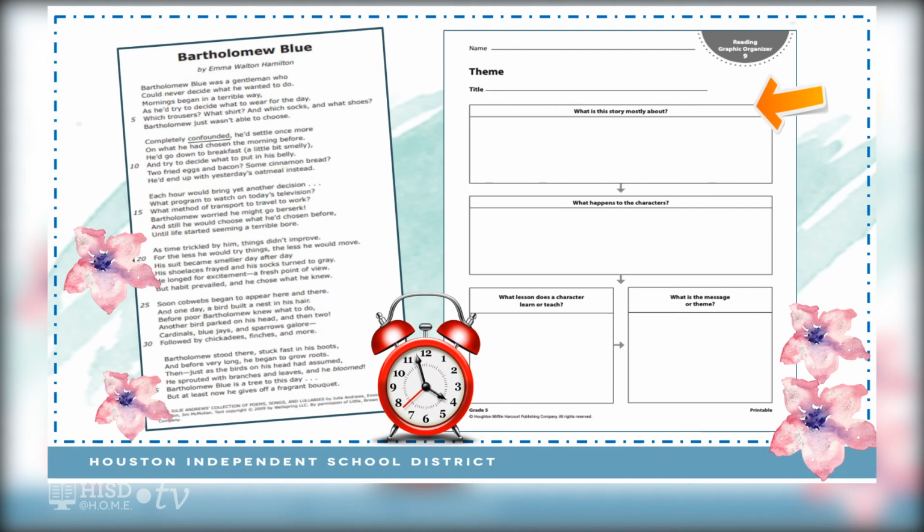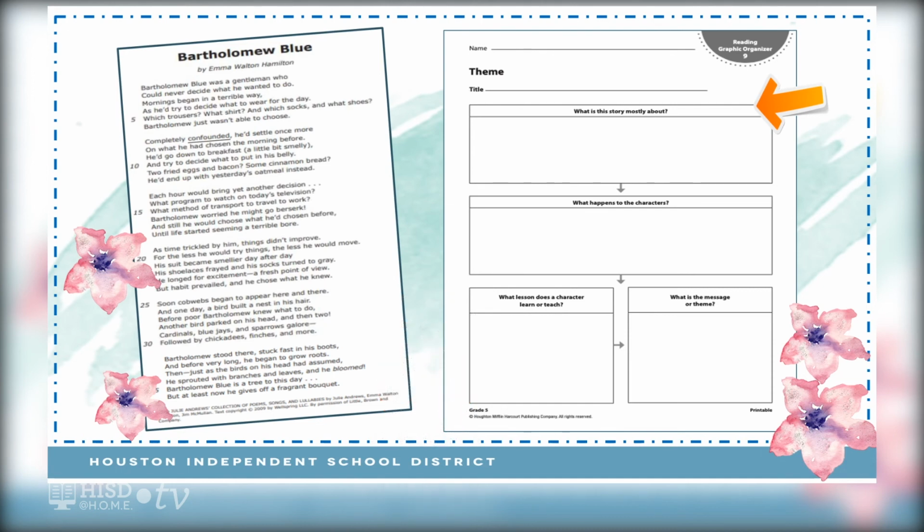Let me share with you my answer to the first question. The poem is about Bartholomew Blue who has trouble making decisions. He could not make decisions, so he ends up doing the same thing over and over again.